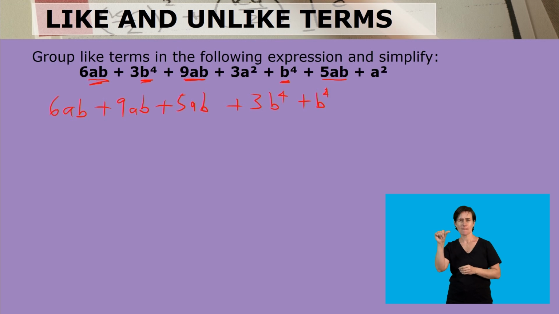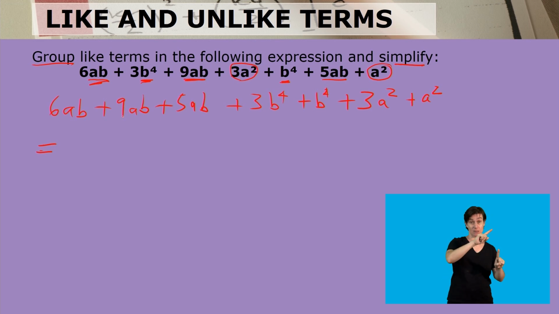Then I go back to the expression and check. I realize that I have an a squared as well. So it's 3a squared and an a squared. Then that would be 3a squared plus a squared. I've just grouped them together. Now I need to simplify. Simplifying means then I will add where needed to be added. So it would be 6 plus 9, which is 15, and 15 plus 5 is 20AB.